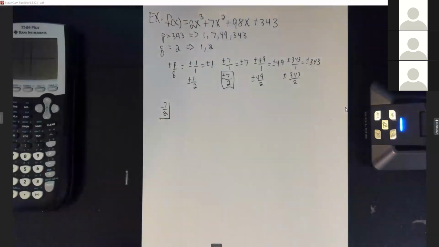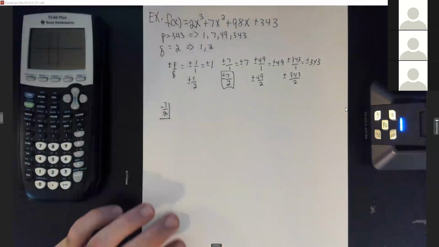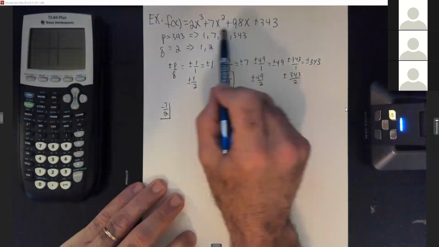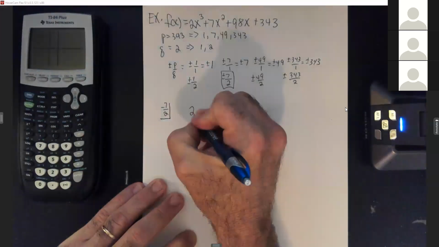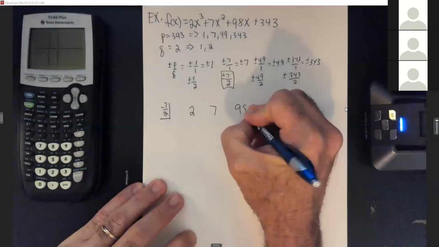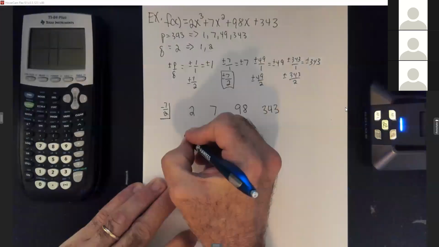So y'all let that calculator do the work for you, okay? All right, so I got my -7/2. We're going to have to write all of our coefficients. I got 2, 7, 98, and a 343. So this time I didn't need a 0 because I had all my places there.